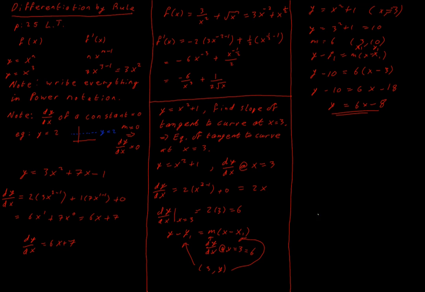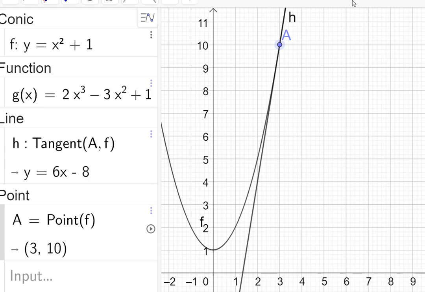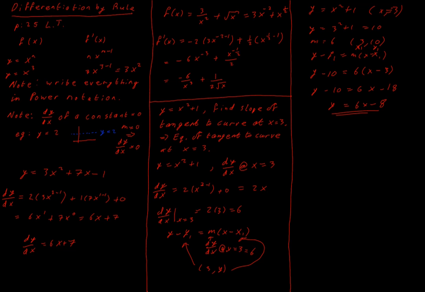So let's go to GeoGebra and double check whether that's correct. So when we go to GeoGebra, we have our tangent line going to our curve. This is our quadratic curve. This is our tangent, and we can see that the equation of that tangent is y is equal to 6x minus 8. And again, that is the tangent to our curve at x is equal to 3, and we can see that graphically that works out the same.